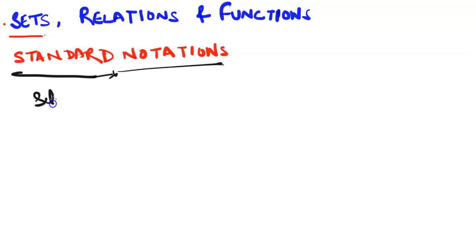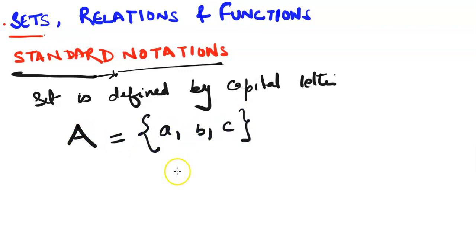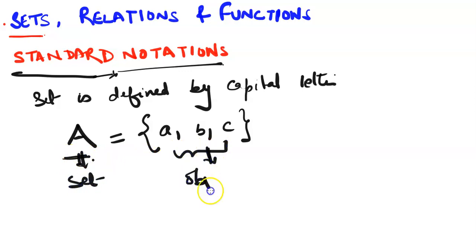A set is denoted by a capital letter, so we write A, and elements of sets are denoted by small letters. So A is a set, and these are the objects or elements of the set.